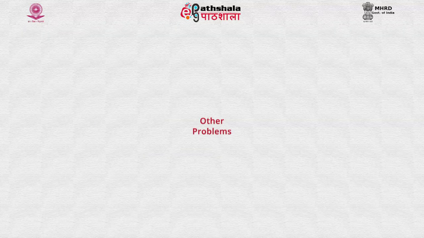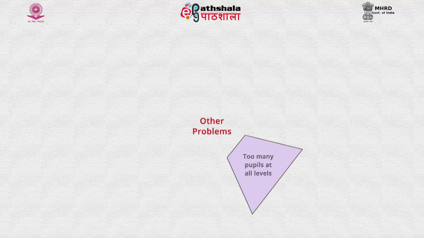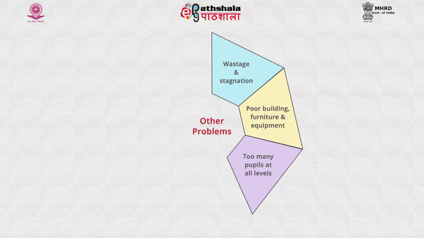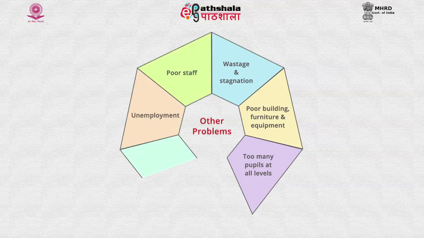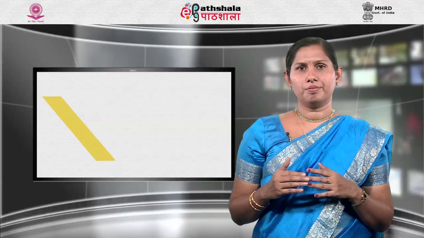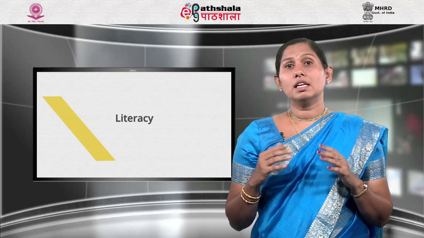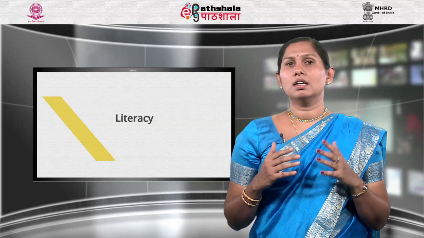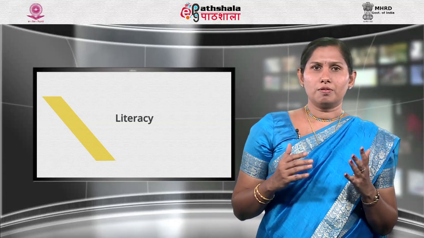The other problems are too many pupils at all levels, poor building infrastructure and equipment, wastage and stagnation, poor staff, unemployment, poor quality of education, student indiscipline, and other allied problems at various stages of education. Connected with this is the literacy level of the masses, that is the next determinant of education.